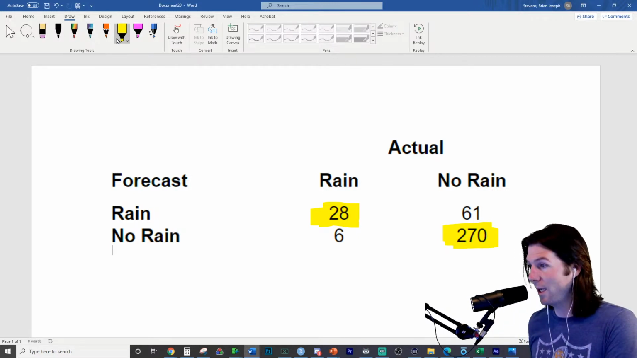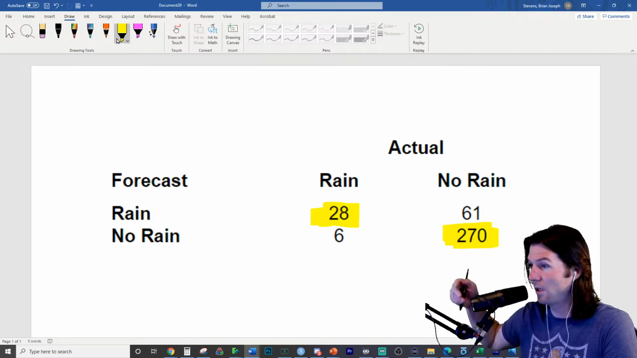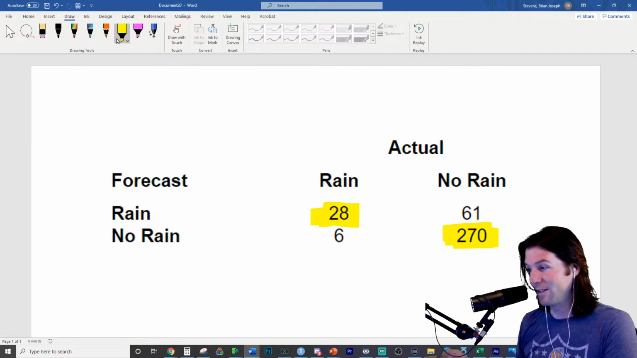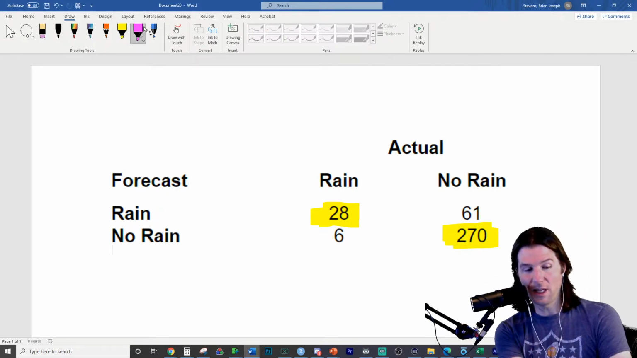This will actually come into play when we do logistic regression and we look at predictions, because logistic regression results will be in what we call a confusion matrix. Exactly. Thank you so much, Andrew. This will be used heavily.